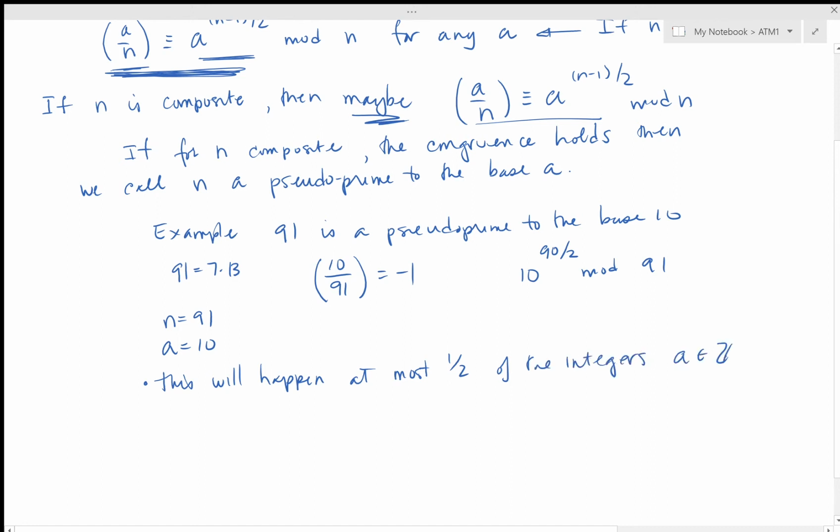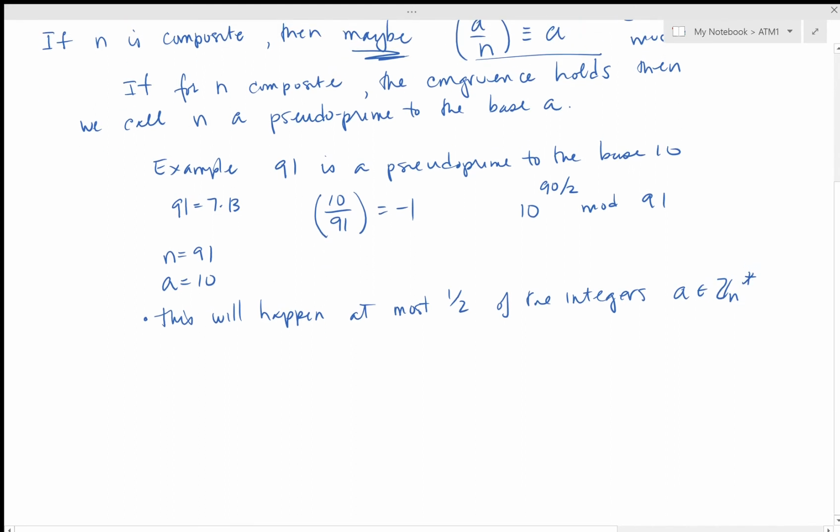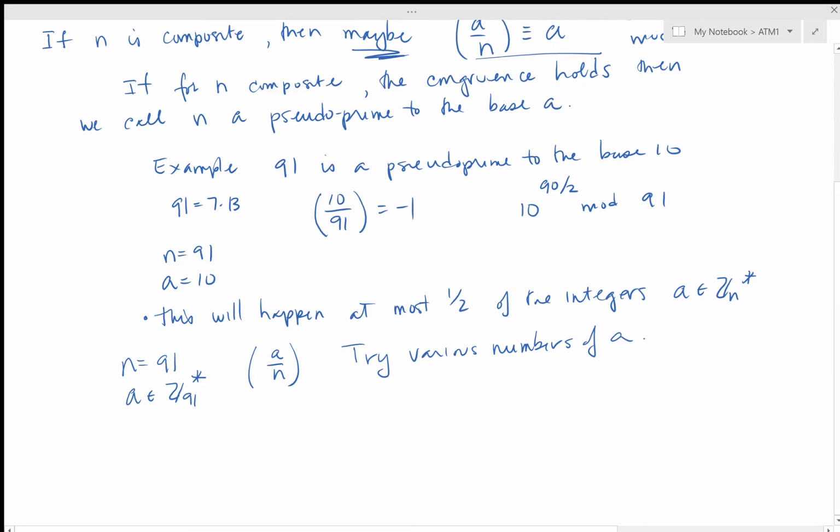a in Zn star. Okay, so what I highly suggest you do is take a look at this example, expand on this example so you can see what's going on. Take n equals 91, and then pick an a in Z91 star. Then make this calculation, see what numbers you get, and vary a. Try various numbers of a and see what happens. Make that calculation a bunch of times.